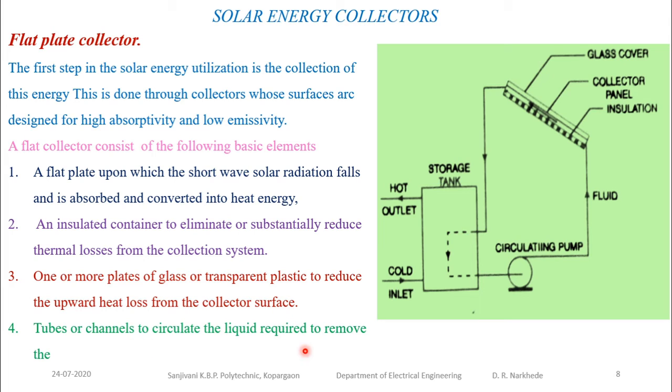Tubes or channels circulate the liquid required to remove the heat from the collector to the storage tank. So inside, we are going to use tubes, and these tubes will circulate the water. When the water circulates, it takes the heat from the collector surface, and that heat is used to increase the temperature of the water, and that hot water is placed in the storage tank. When the water becomes cold, it is again circulated in the upward manner. This process continues.